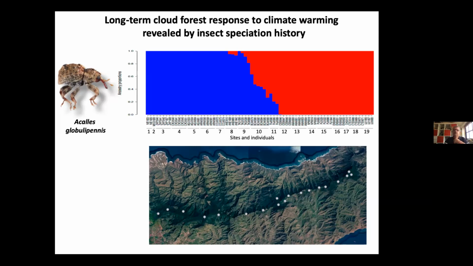So here I'm showing you individual ancestry coefficients for individuals sampled from each of these populations. There's 19 populations, and you can see I've grouped them here by their numbers, 1 being in the west, 19 being in the east. So we can see a large number of blue individuals in the west and a large number of pure red individuals in the east, and a central area of admixture. When we map those admixed individuals onto the map, they belong to these 4 populations here.